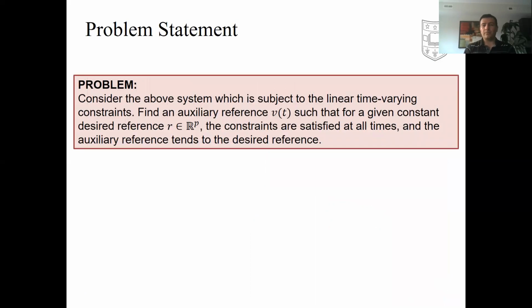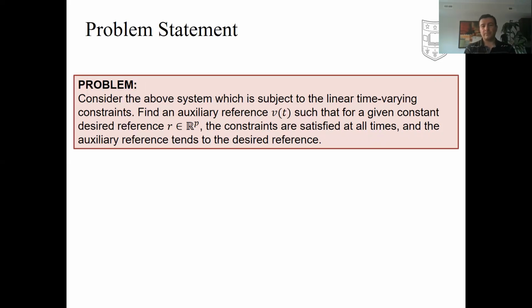Here is the problem that we want to study in this paper. For the described system, which is subject to the described time-varying linear constraints, we should provide an auxiliary reference denoted by v_t such that for a given constant desired reference, the constraints are satisfied at all times, and the auxiliary reference tends to the desired reference.